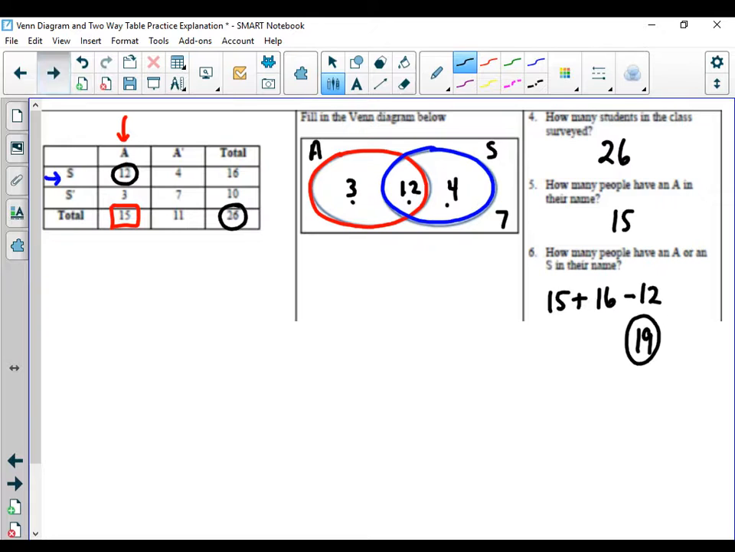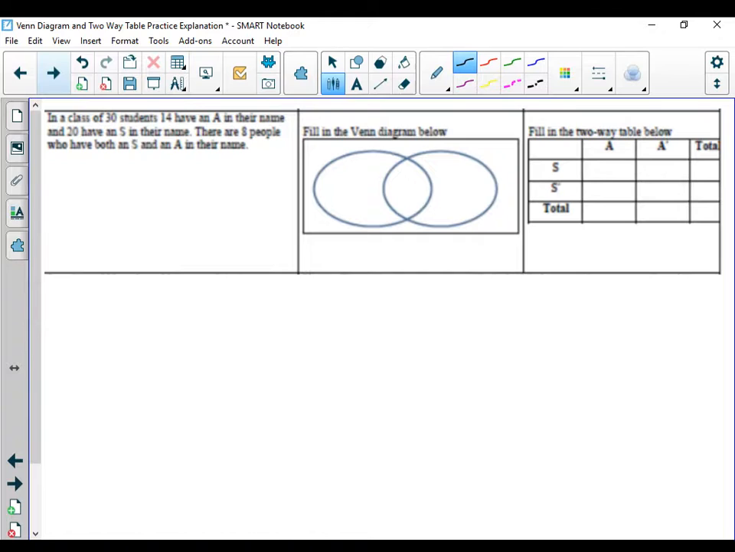All right, here's what I'd like you guys to try. This time they give you the situation. So in a class of 30 students, 14 have an A in their name, 20 have an S in their name, 8 people have both an S and an A in their name. That's the situation we're given. So from that situation, you're going to try to fill in the Venn diagram, and then you're going to try to fill in the two-way table.